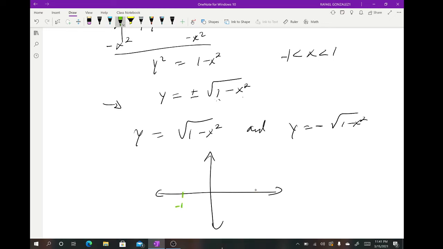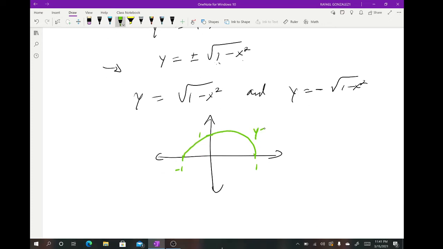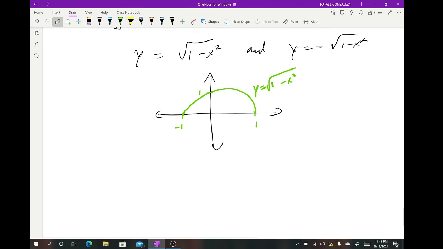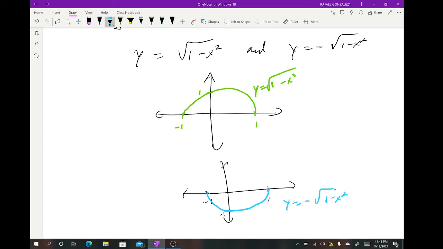if you again draw the unit circle, the positive one represents the top half of the unit circle, not drawn to scale. This image is not drawn to scale. So this is y equals the square root of 1 minus x squared. And then this next one is the following picture, also from minus 1 to 1. There's minus 1 down here. And this will be the bottom half of the unit circle. This will be y equals minus the square root of 1 minus x squared.